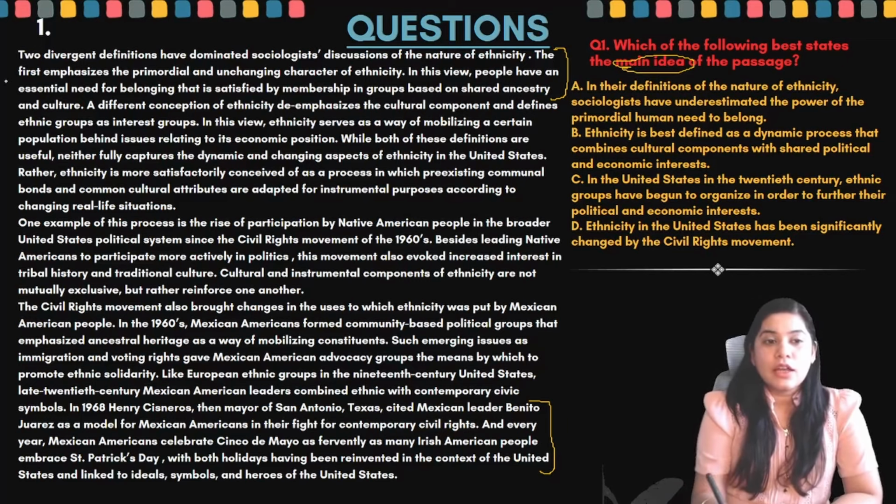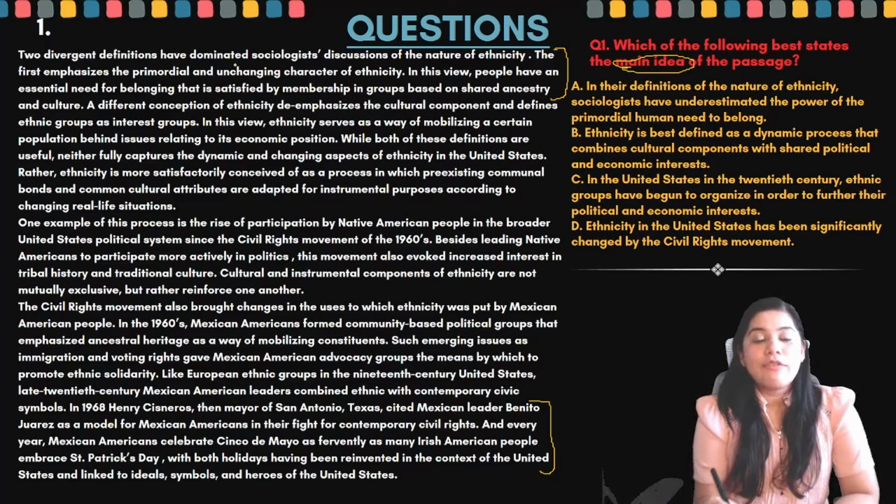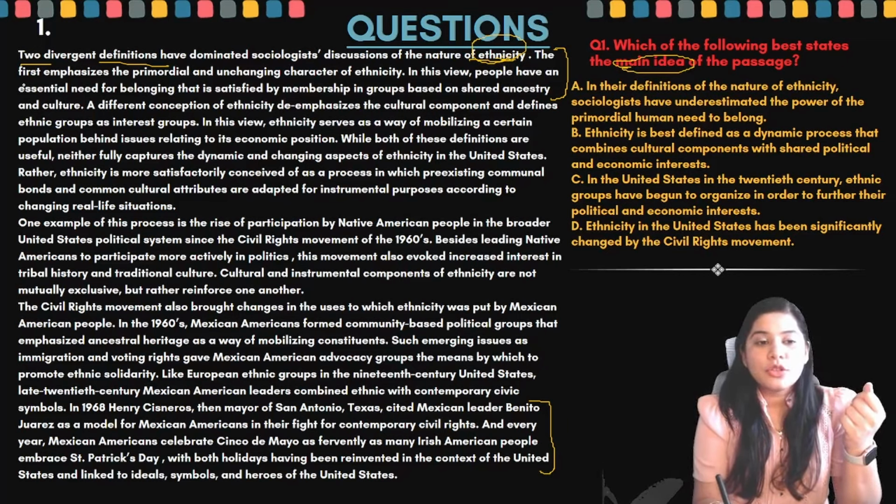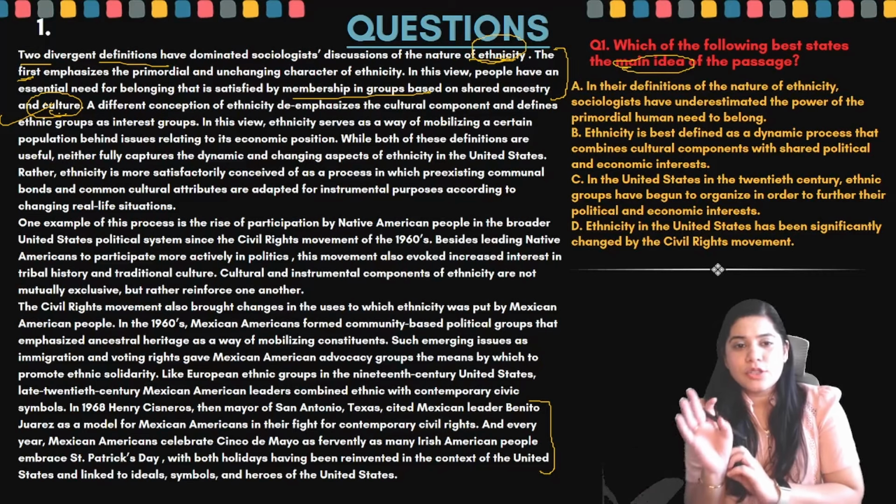So let's get started. Two divergent definitions have dominated sociologists' discussion of the nature of ethnicity. So we're saying there are two definitions of ethnicity. Ethnicity means locality or community, right? What is my ethnicity? We all are Indians, that is our ethnicity. So the first definition is on the primordial, unchanging character of ethnicity, that is, you are a member of certain groups which have similar culture, similar ancestors. So first is like you're part of a culture, that is your ethnicity.